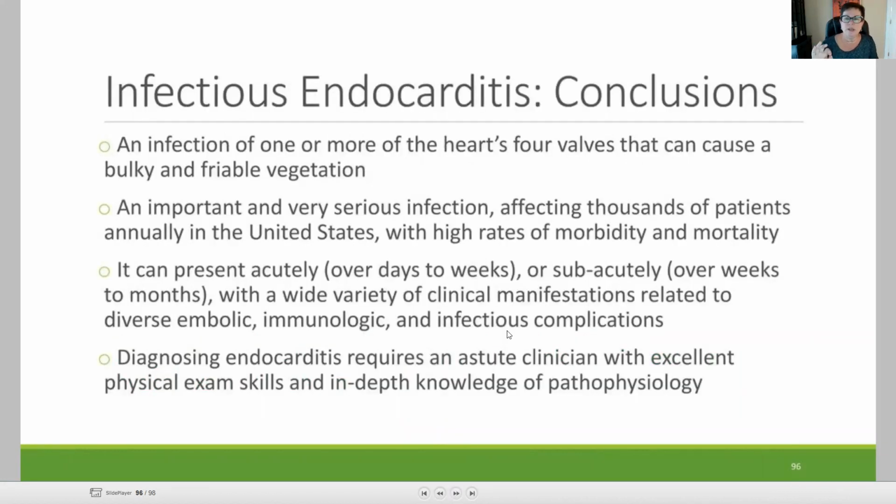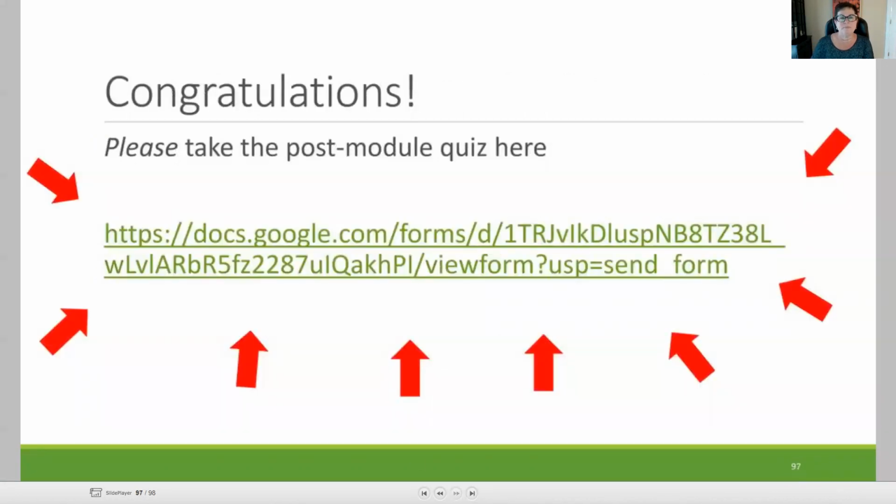So in conclusion, infectious endocarditis is a significant disease. Mortality and morbidity are very high. It can present acute or subacute, and diagnosis is really based on good clinical assessment.